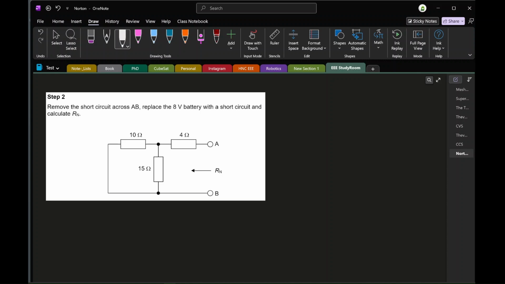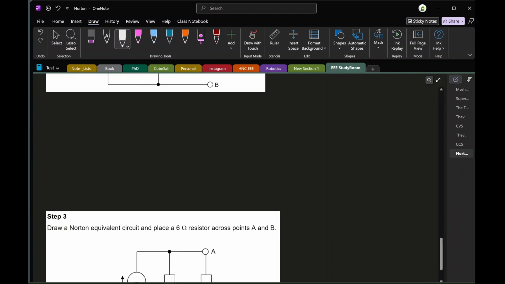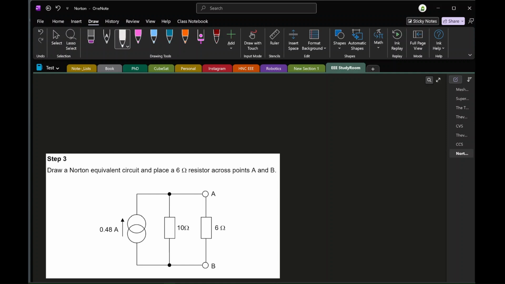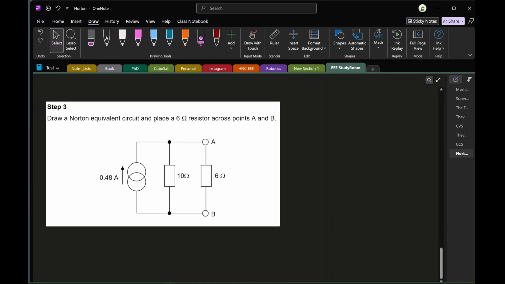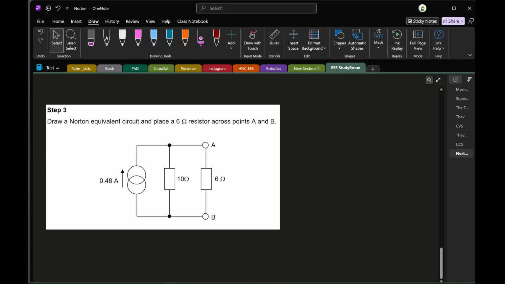So we can go ahead and work out the total resistance, simply as Rn is equal to 4 plus, and then again, product over sum, which will give us a value of 10 ohms. Now that we've calculated the Norton resistance and the Norton current, we can go ahead and draw our equivalent circuit.